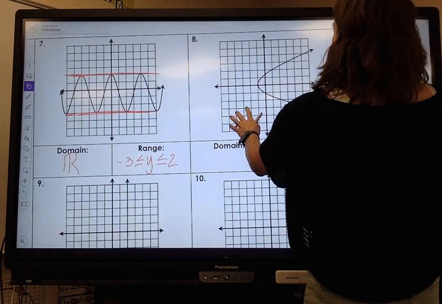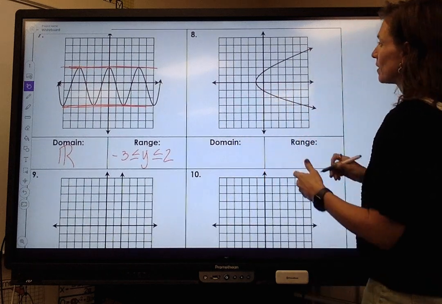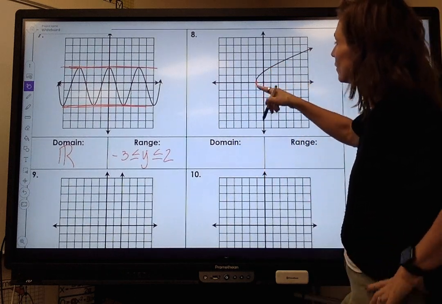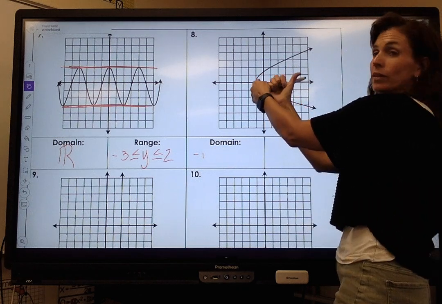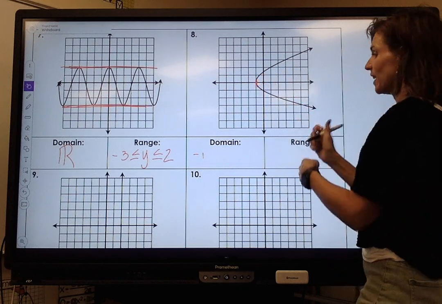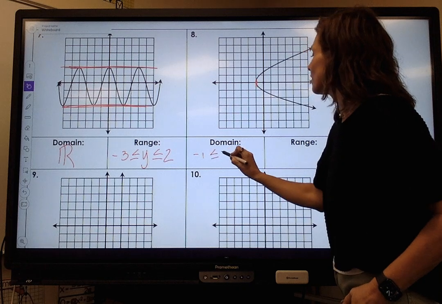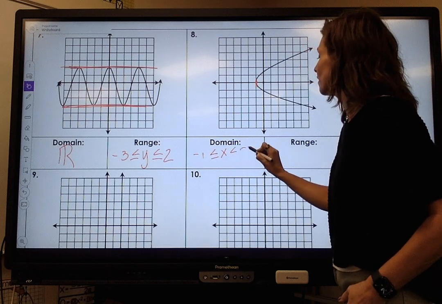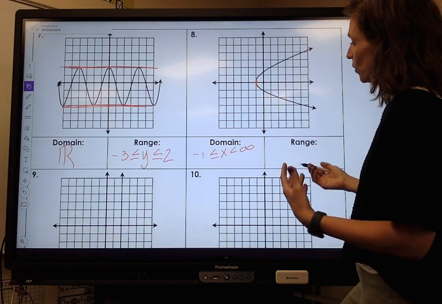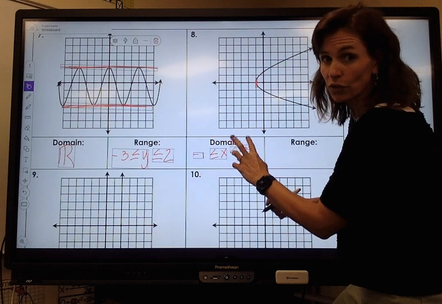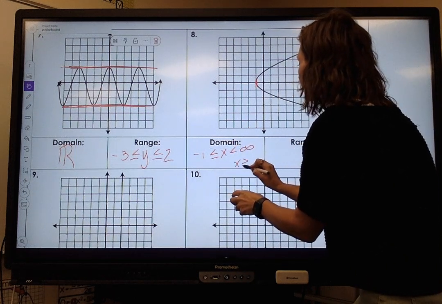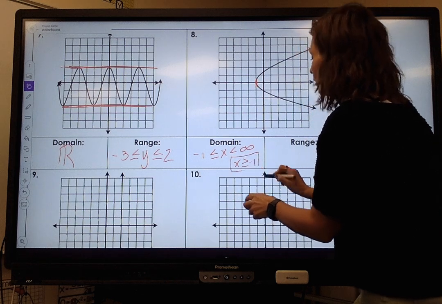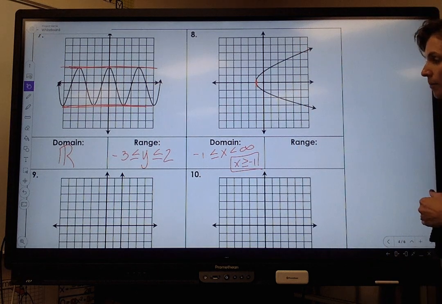Let's look at number 8. How far left does this graph go? It goes right here to -1. And then how far right does it go? Well, it's going to go in the right direction, infinity. So -1 is less than or equal to x, which is less than infinity. Or you can just use the symmetric property to get x by itself, and you can say x is greater than or equal to -1. Any of those would be fine. They mean the same thing.